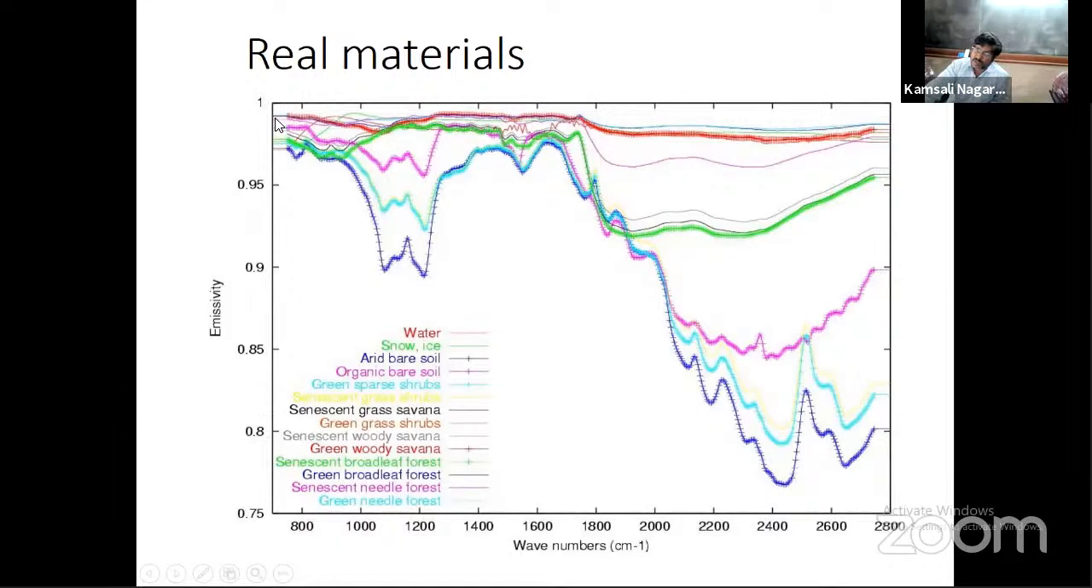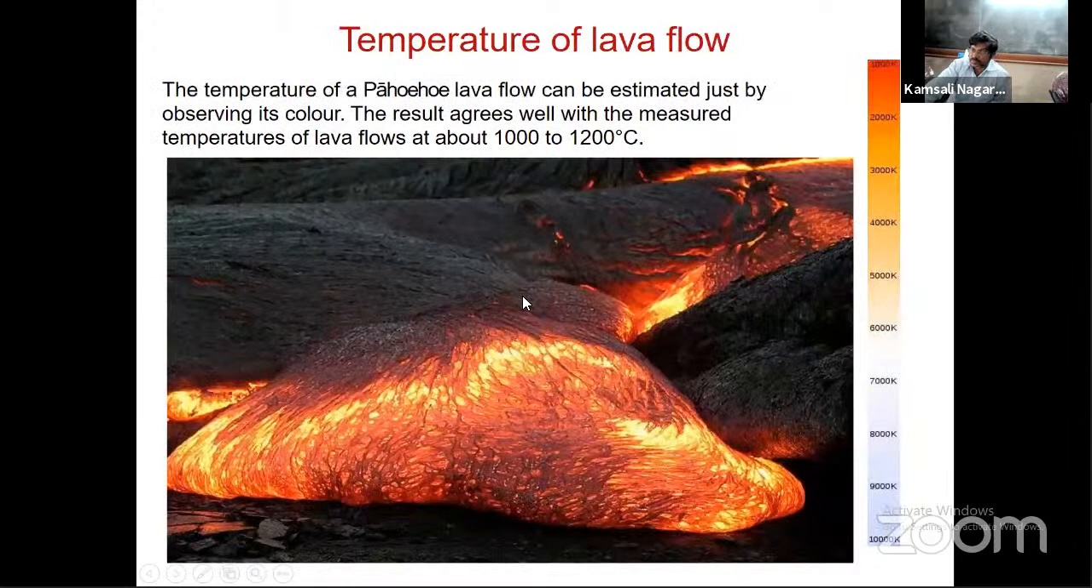Emissivity is the ratio of the radiation emitted to the radiation incident on it. For a real object, none will reach 1, and they will not go to 0 either. They have some value between about 0.7 and 0.9, as shown in the curve. For organic bare soil, greenhouse, green wooden savanna, different materials have different spectra of that kind. Based on this peak, one can identify the existence of the materials.